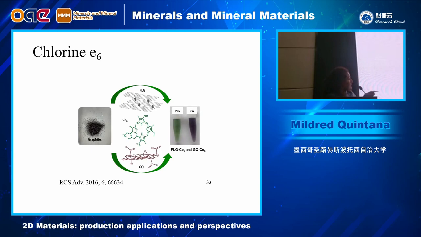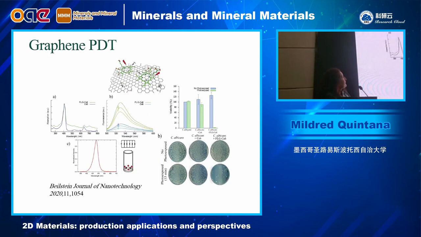And this molecule has very good properties absorbing the light. It is a molecule that has this part with the oxygenated functions that are hydrophilic. And then the flat part of the molecule absorbs on the graphene sheets, and then we can disperse graphene in water. And we use this material in photodynamic therapy, and we put this under light. In this case, it's red light.